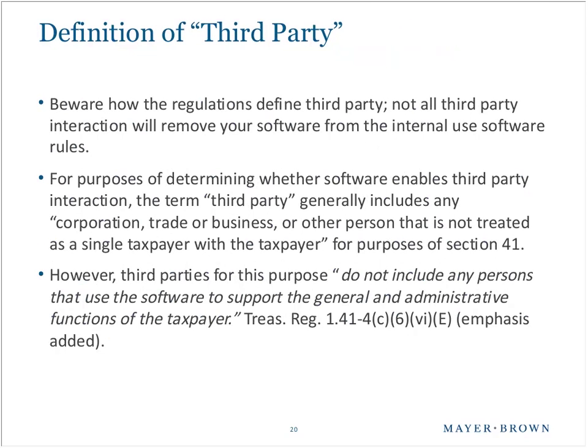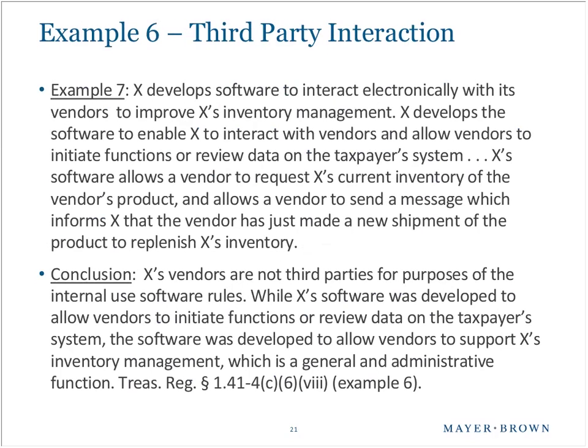It's important to be aware of how the regulations define third parties in the context of software development. For purposes of determining whether a software enables third-party interaction, the term third party generally includes any corporation, trade or business, or any other person that's not treated as the taxpayer for purposes of Section 41. But with one really important caveat, that for these purposes, third parties are not anyone or any company that uses the software to support the general and administrative functions of the taxpayer. And we have one good example of this from the regulations.